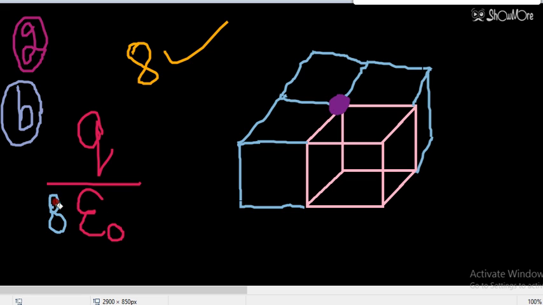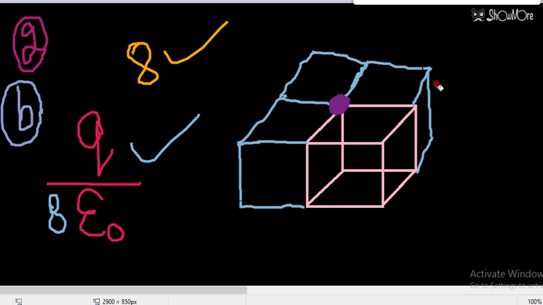Q by 8 epsilon naught. So this will be your answer for this particular question. Basically you have to assume this diagram, you have to make this diagram. Whenever the charge is not placed at the center, listen to my words, whenever the charge is not placed at the center, then you have to draw the diagram, then you have to make the assumptions how many cubes are required, then you can find the electric flux.